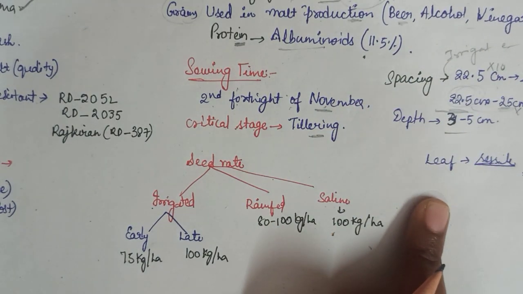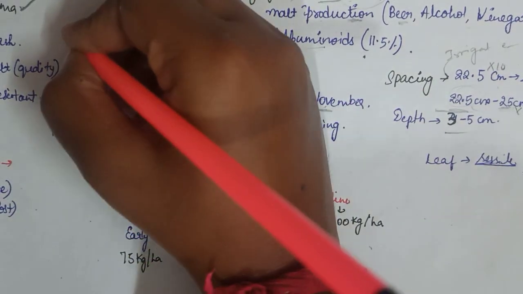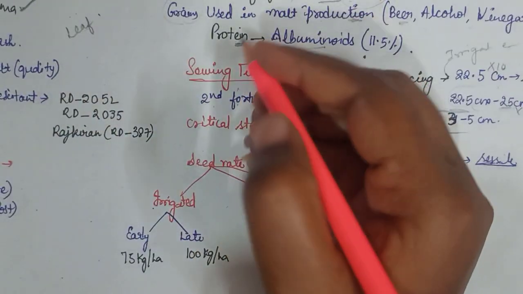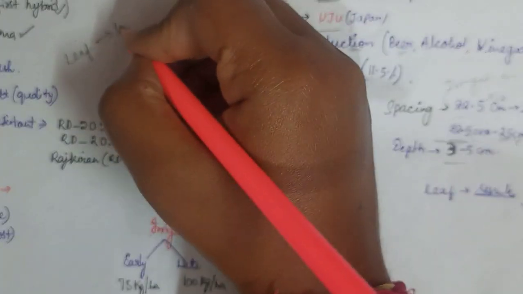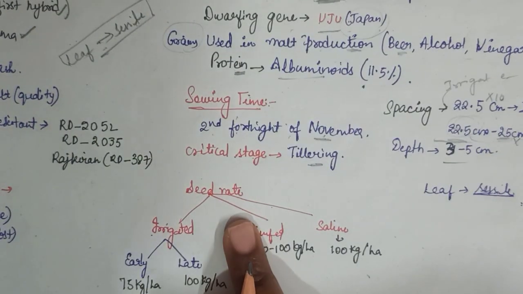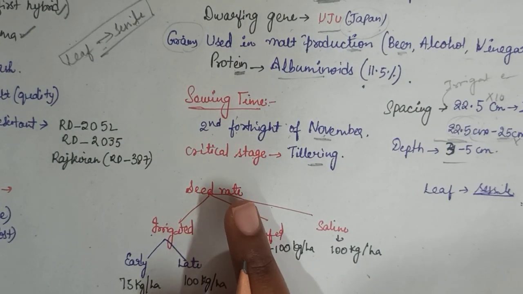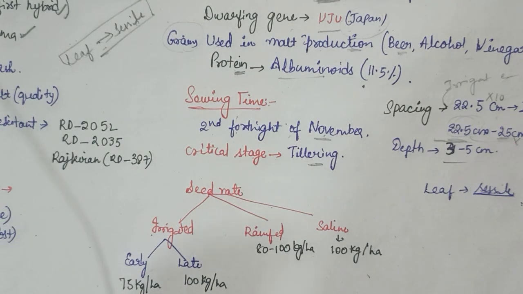So the most important thing in barley is that the leaf of barley is called sessile. What is the leaf of barley? Sessile. This is important. Next, salt tolerant variety of barley, Amber. Huskless variety of barley, Dolma. What is the first hybrid of barley? HB1. So these are some of the very important varieties that you should remember.